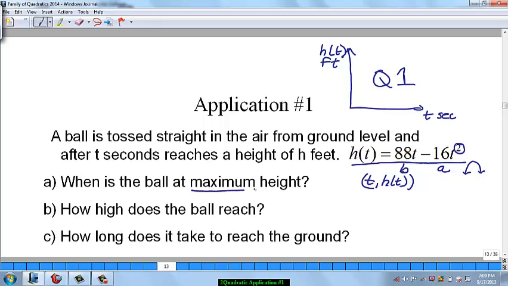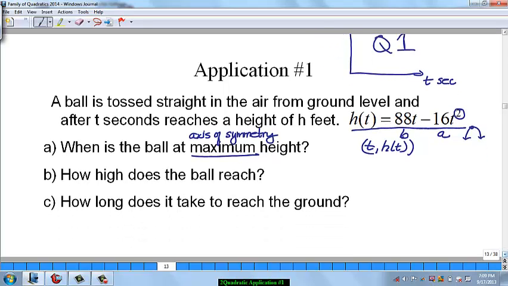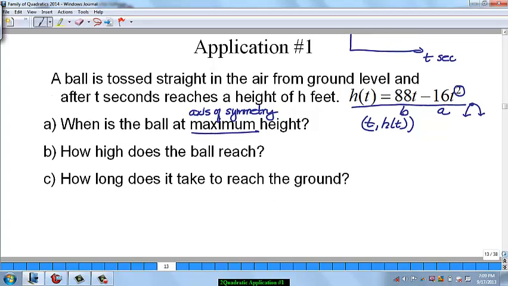If you see the word maximum, I want you to think of axis of symmetry, because the axis of symmetry is going to be on the turning point, and that's where the max is going to be. And if you see the word maximum, this is a sad-faced parabola, so it is going to have maximum problems. You want to know how high the ball reaches and how long it takes to reach the ground. Okay? So, the first thing we're going to do is graph this.